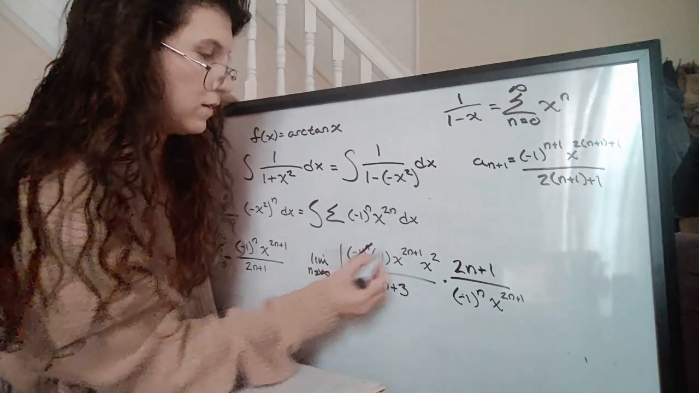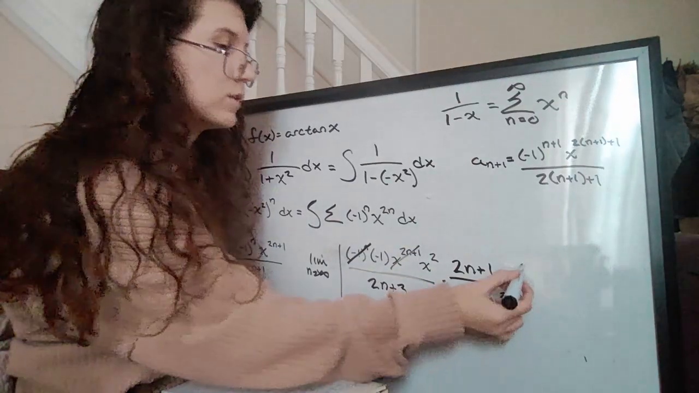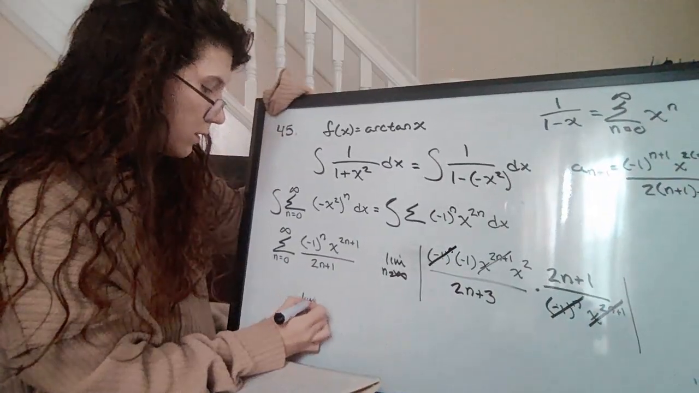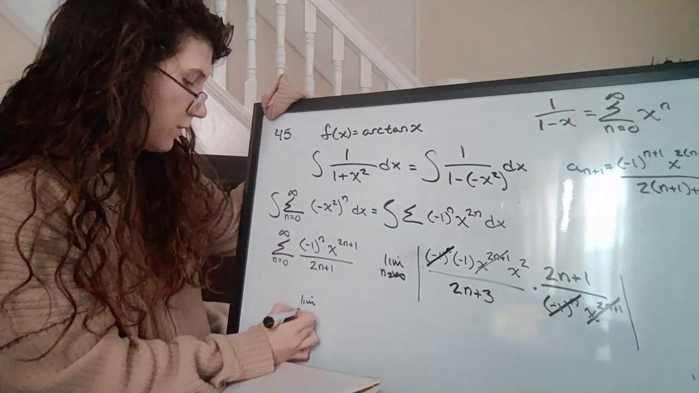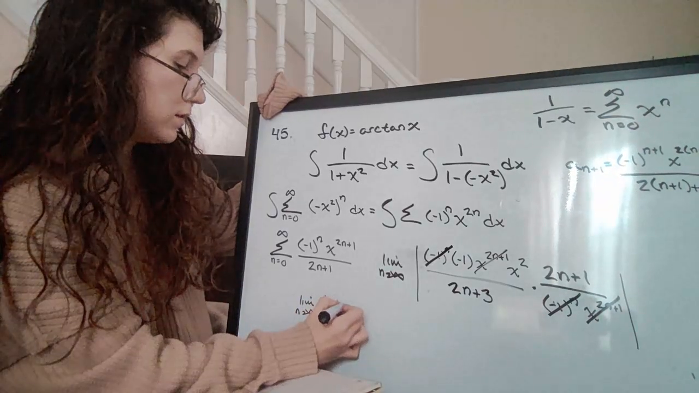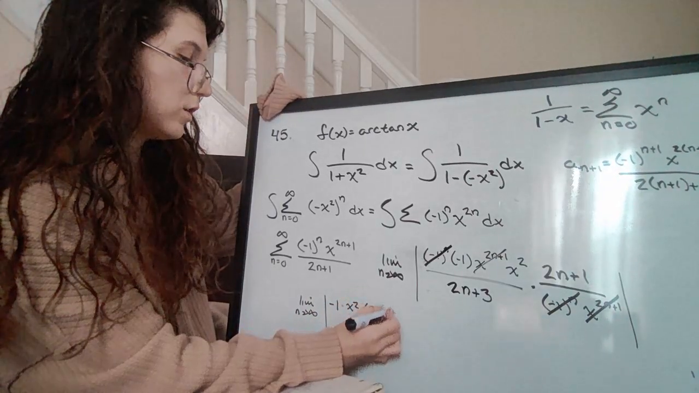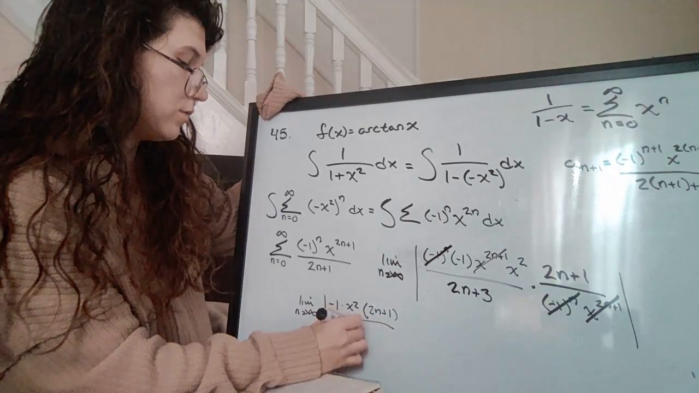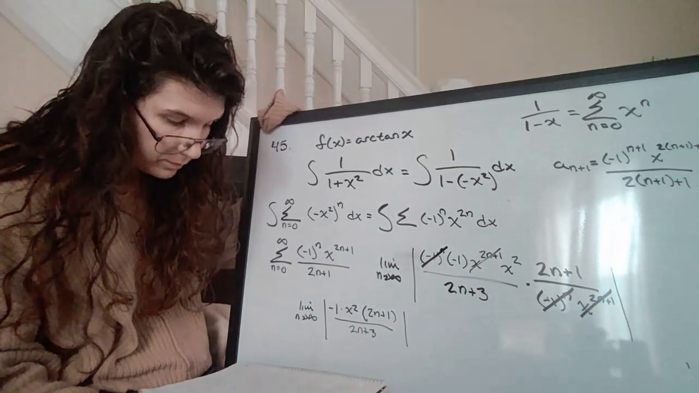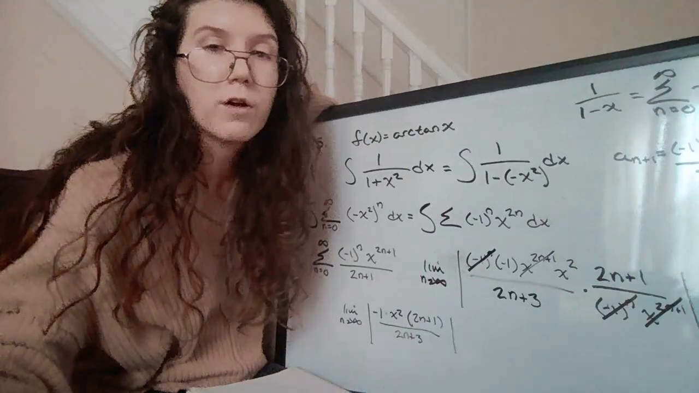All right, and then here, our (-1) to the n's cancel, our x to the 2n plus 1's cancel, and we are left with the limit as n approaches infinity of -1 times x squared times (2n plus 1) over n times (2n plus 3). Cool. And then we can divide by our highest power of n here since I have some n's floating around.